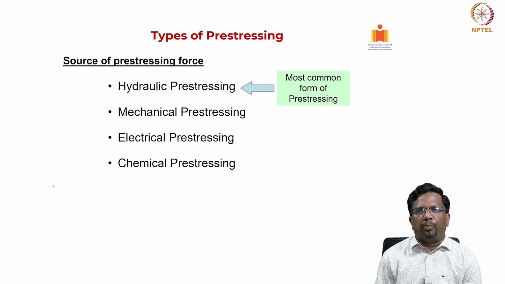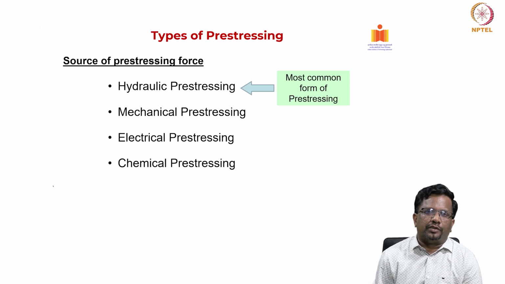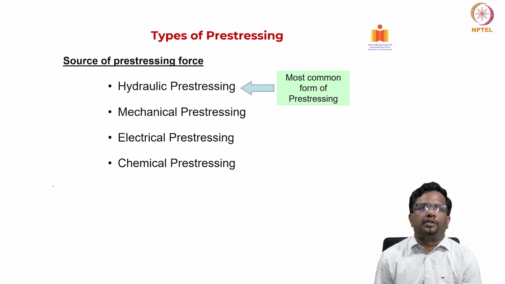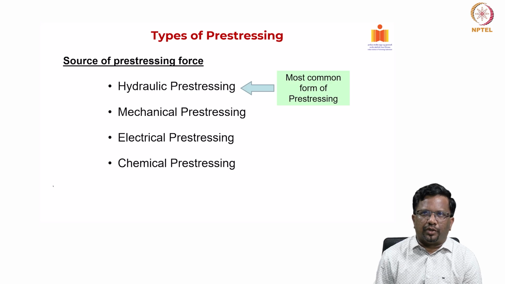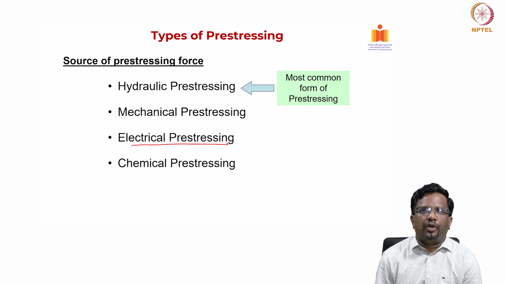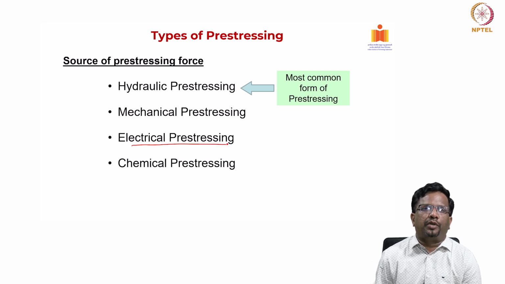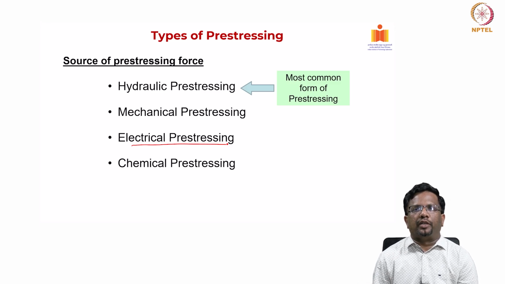So, that is the basic principle of hydraulic prestressing. We can also apply prestressing by mechanical means. If I am able to stretch by some mechanical anchorages and then release it, that also can induce prestress to concrete. The third form is electrical prestressing. As you all know, metals are conductive in nature. When you pass current, they tend to heat up, and due to the heat they elongate. Through that means also, we can elongate the strand and then apply prestressing. So, this is electrical prestressing.